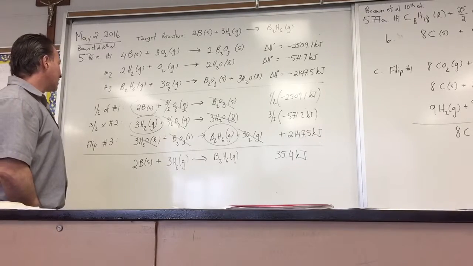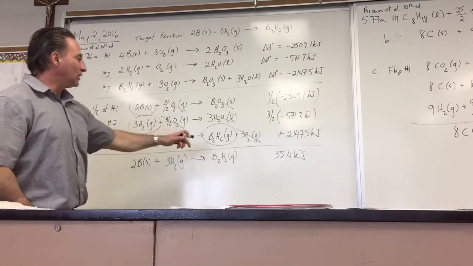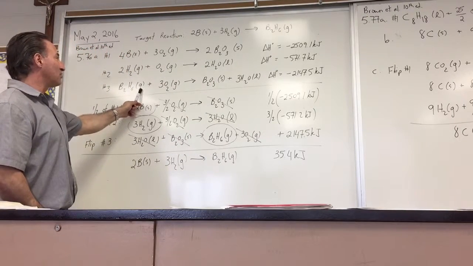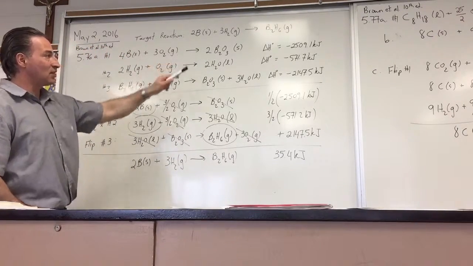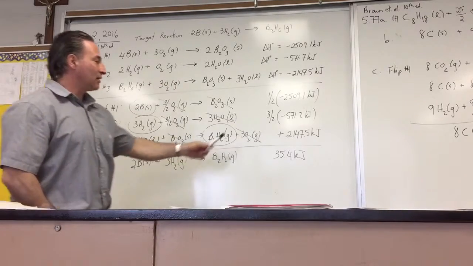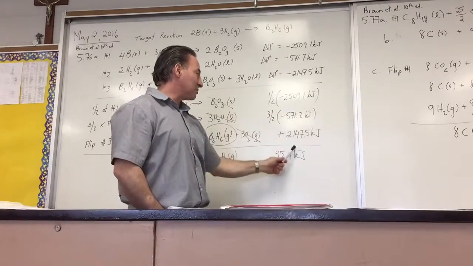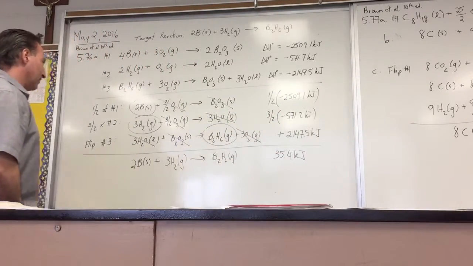In the third reaction, we need to get B2H6 on the right-hand side. So what we're going to do is flip this reaction to put B2H6 on the other side. And then that's going to cause us to take the opposite sign for the enthalpy. So the enthalpy becomes positive 2147.5.